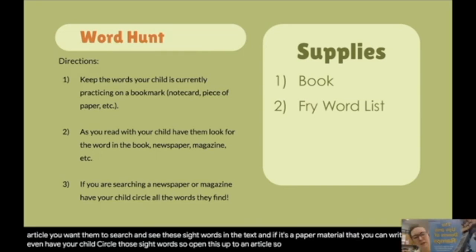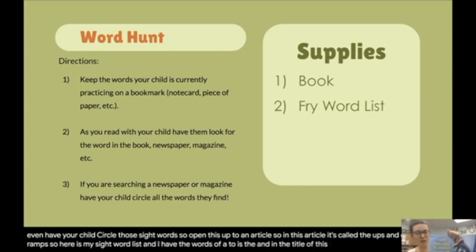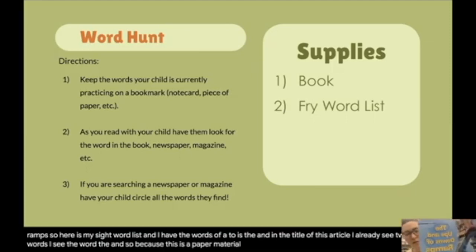So in this article, it's called The Ups and Downs of Ramps. So here's my sight word list, and I have the words of, a, to, is, the. And in the title of this article, I already see 2 of the sight words. I see the word the and of. So because this is a paper material, I could circle those sight words.